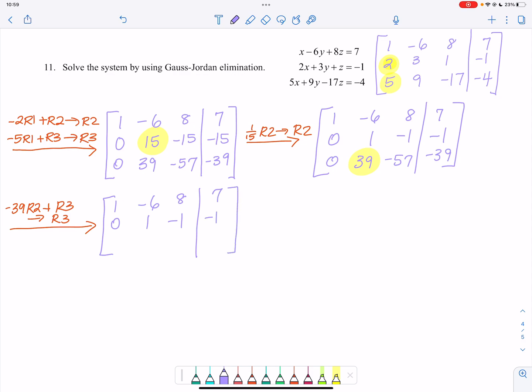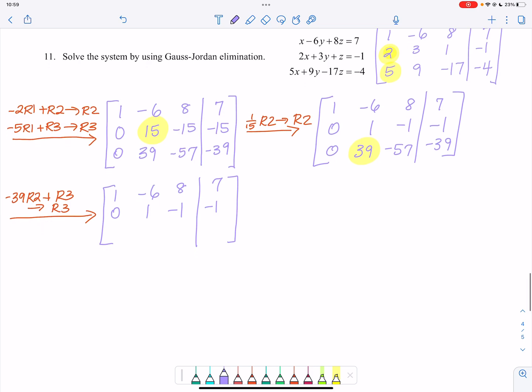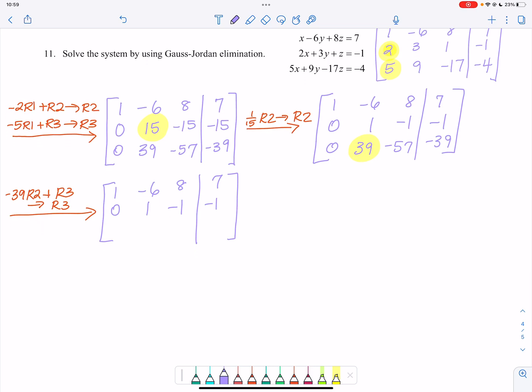Okay, so now if we have negative 39 times row 2, you'll see we have a 0 and a 0, and a negative 39 times a negative 1 is a positive 39, plus a negative 57 will give us a negative 18, and we will have 0 here.